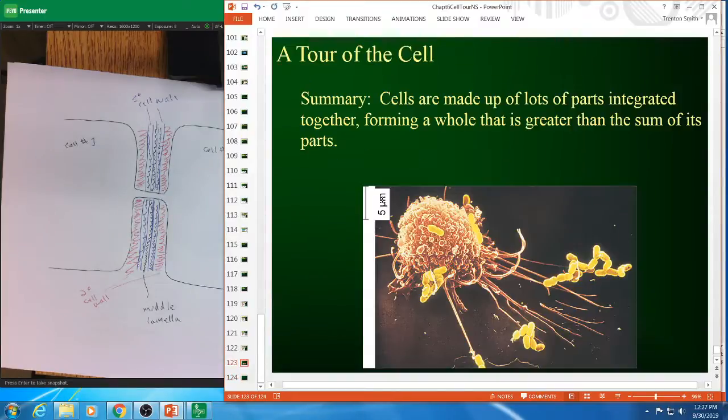Okay, and then I did make a little summary to this whole video, the whole chapter, which is: cells are made of lots of parts integrated together, forming a whole that's greater than the sum of its parts. You put them all together, it's alive. Right? Any one part of that cell by itself wouldn't necessarily be alive. You put them all together, and now you're cooking, right? Which is interesting because at what point do cells become alive, right? If you take a part of it out, it could still function for a while, but it can't have all the function of the cell. Put them all together, and you've got things that are alive.